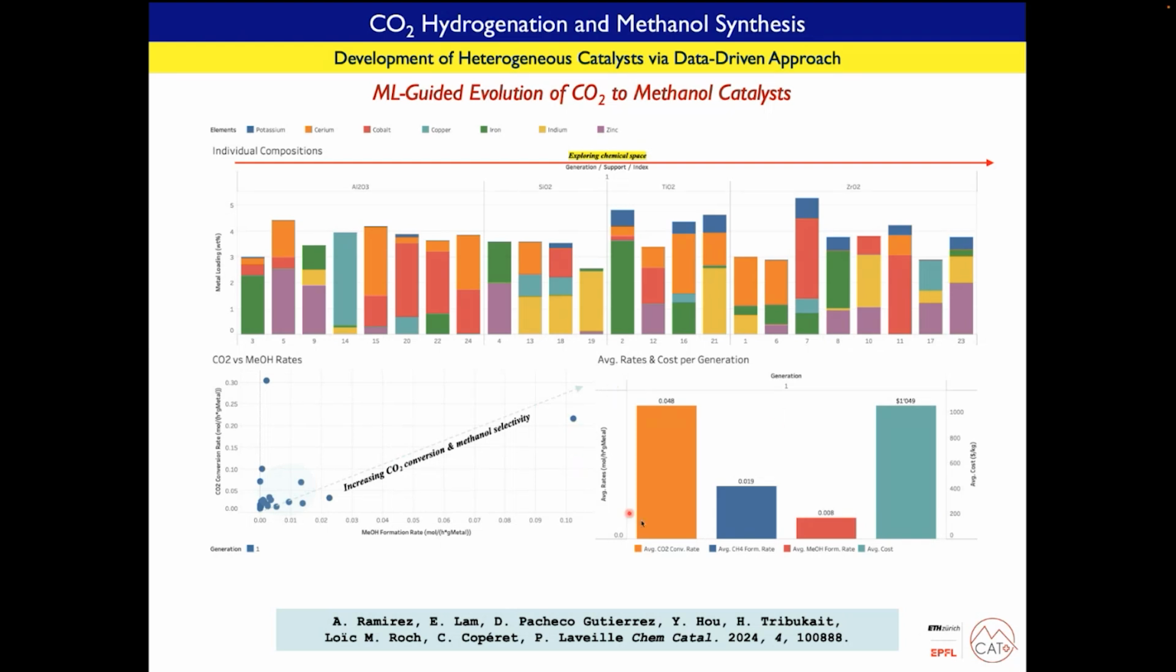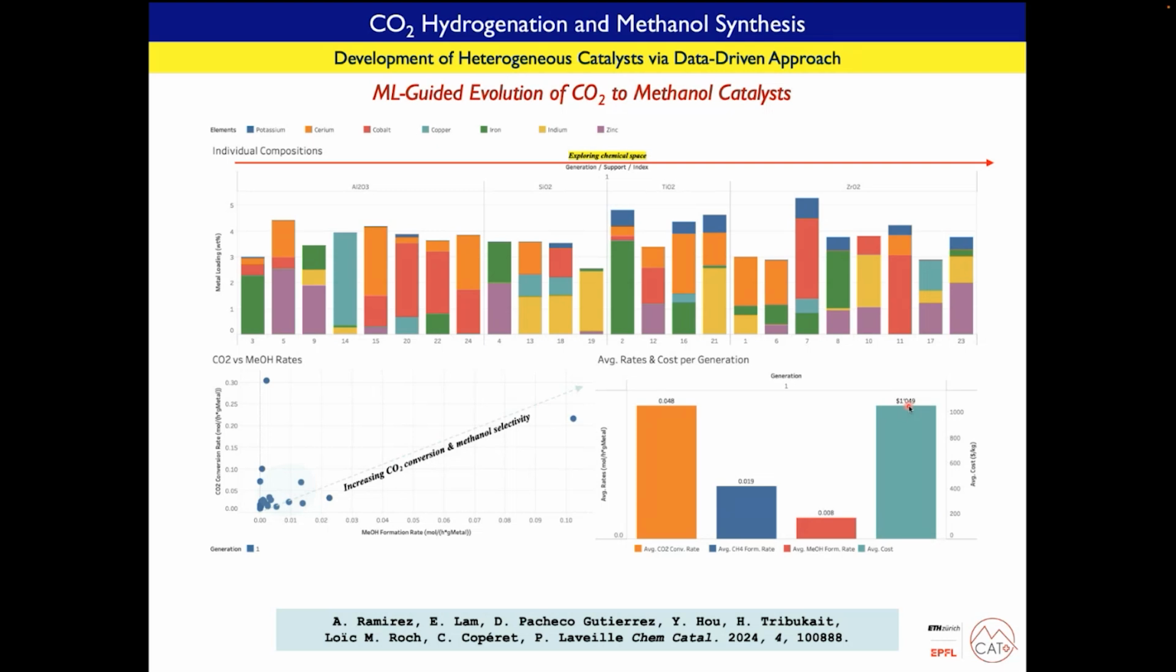And then we tried to do a multi-parameter optimization, where we try to optimize CO2 conversion, minimize methane formation rate, maximize methanol formation rate, and minimize cost based on the cost of the metal. Okay, and this is our performance indicator to drive our optimization process.